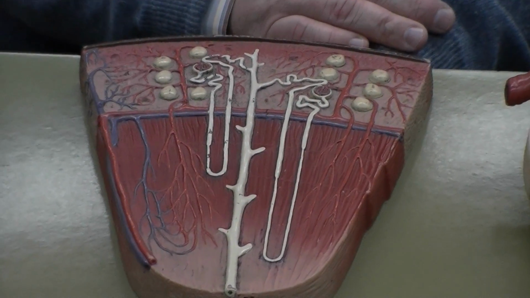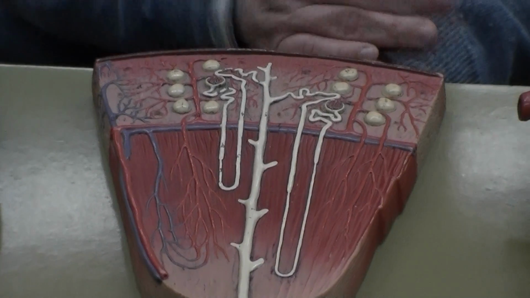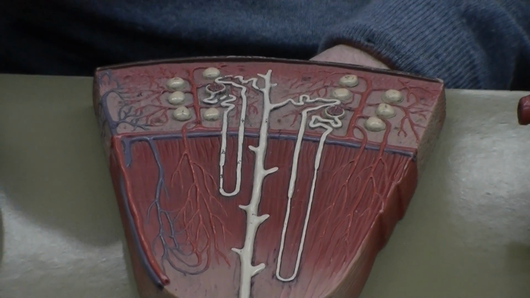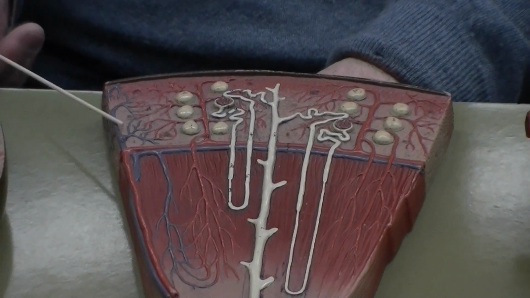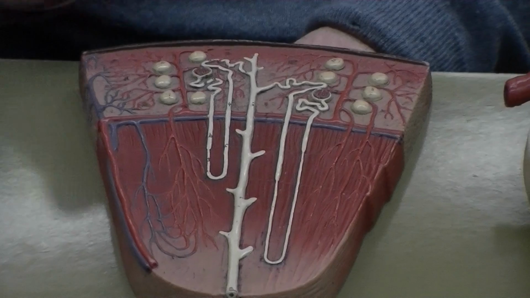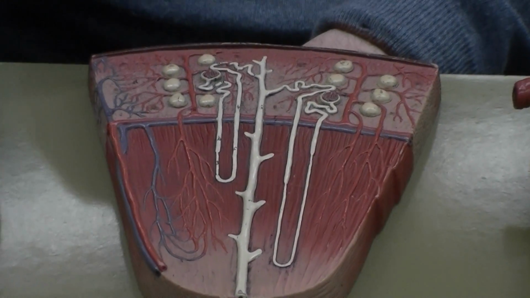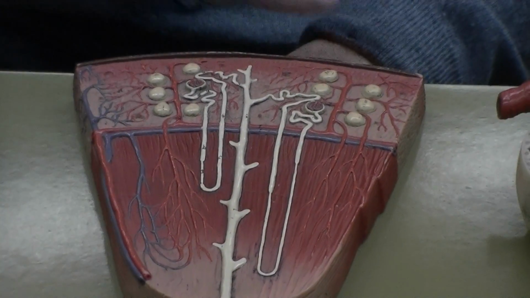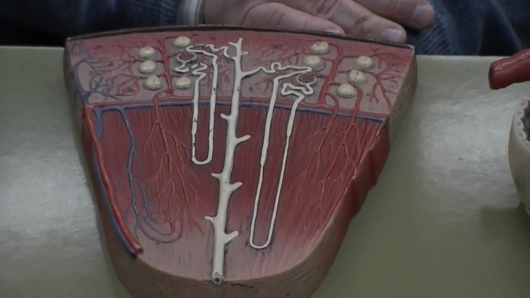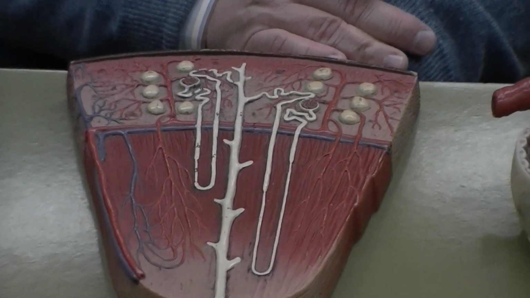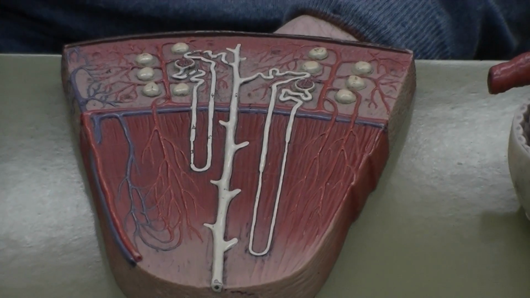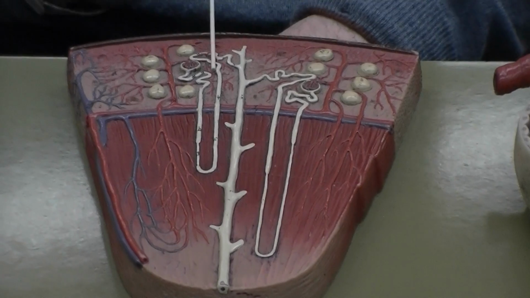Eventually what happens is that all of this will come back through interlobular veins here, arcuate veins, interlobar veins, segmental and renal veins, taking stuff away from the kidneys. So that's really the blood circulation. The nephron itself, we'll go through it on this board as well as on here.